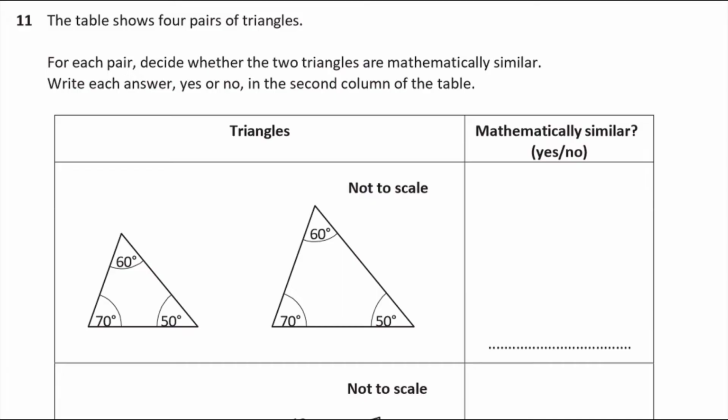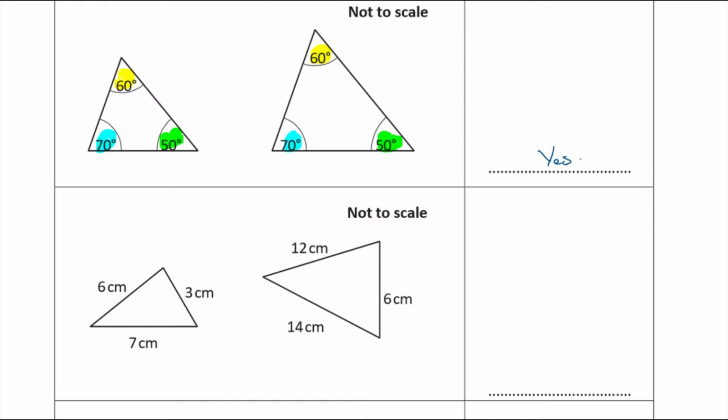Okay, and in the first one, I've got a 60 here and a 60 here. I've got a 50 here and a 50 here. And I've got a 70 here and a 70 here. So all the angles are the same. I'm happy to say that that is mathematically similar. Okay. Now, what about this next one?